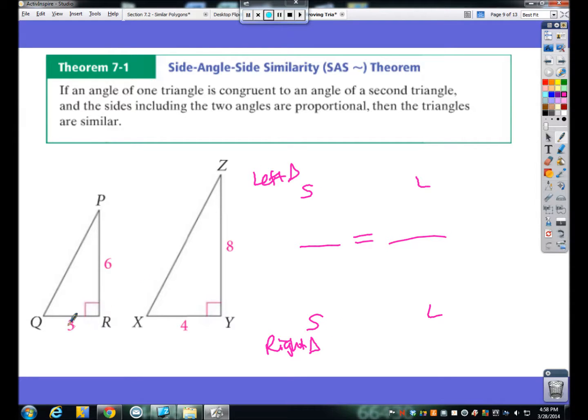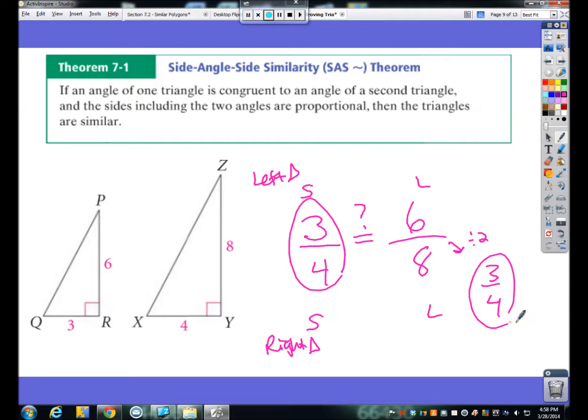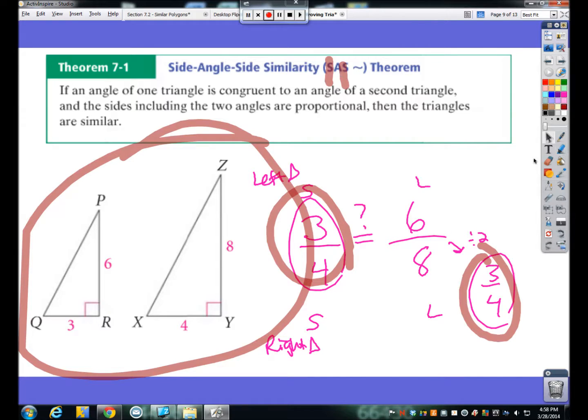Left triangle, small, large, would be 3 and 6. Right triangle, small, large, would be 4 and 8. So what I need to check is, are these two ratios really equal to each other? Well, 3/4 is as fully simplified as it gets, and 6/8 has a factor of 2, and it would simplify to be 3/4. So we do, in fact, have proportional sides, at least our two sets of sides. Now, because we have this side angle side, all together the whole triangles are similar to each other, which means these angles must match up and be congruent. The third set of angles must match up and be congruent.